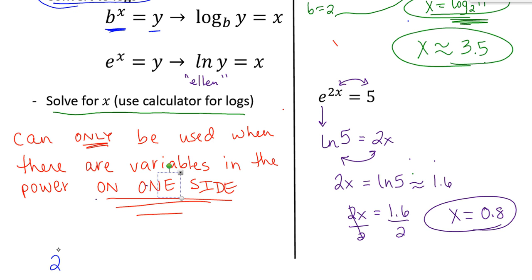Like the ones we did yesterday, like 2 to the x equals, let's say, 2 to the 4x minus 1 or something. This won't work. You can't do a transfer and turn it into this log form up there because there's too many variables in there. There's more than one in the power. So you cannot use it in this case.